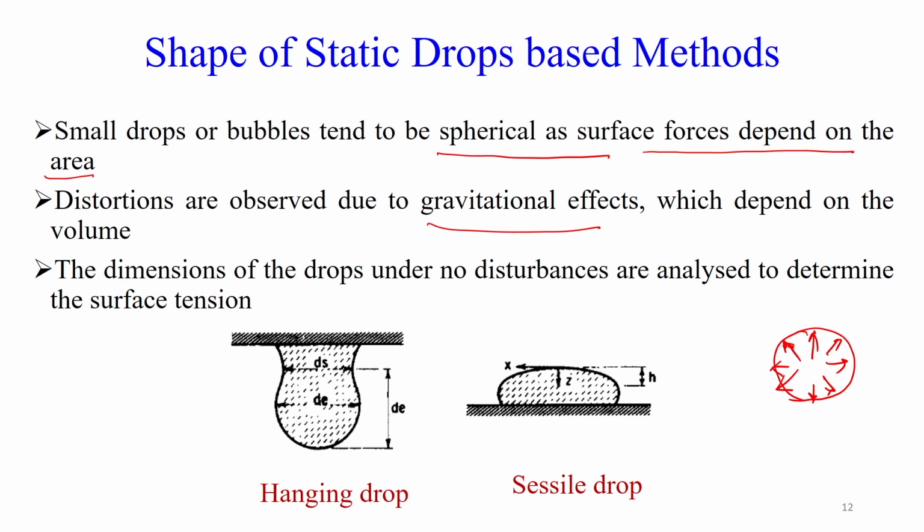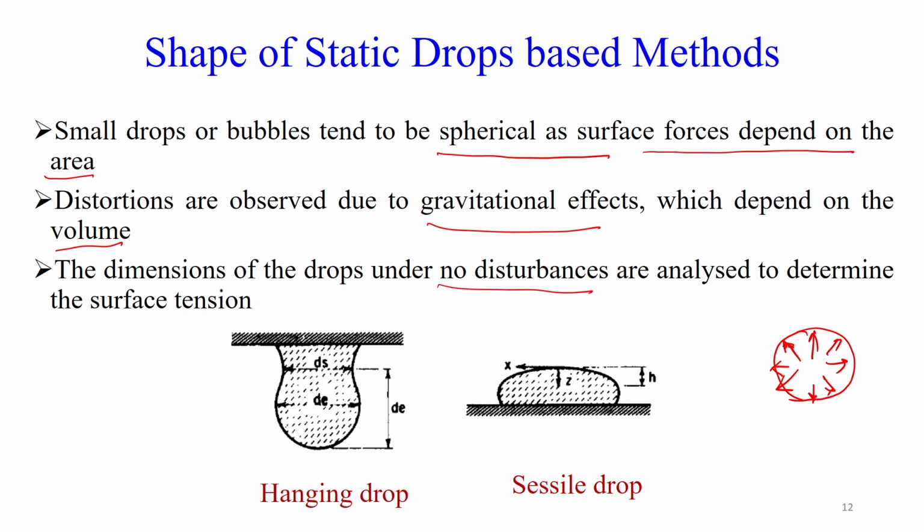But the only thing is that this gravitational force depends on the mass, or you can say it depends on the volume of the liquid. That is why we have to deal with small drops or small bubbles. So, there are two ways we can put a drop on the surface or the interface. One is the hanging drop, second is the sessile drop. So, this is the pendant drop, this is the sessile drop.